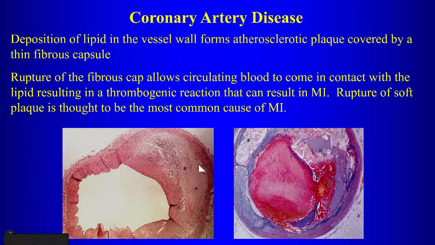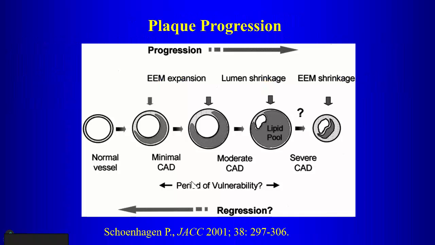So you can have these lipid-filled plaques along the arterial wall of the coronary artery. They have a fibrous cap. When the cap ruptures, then the contents of it cause thrombosis there within the coronary artery, and you get an acute myocardial infarction. So rupture of soft plaque is thought to be the most common cause of myocardial infarction.